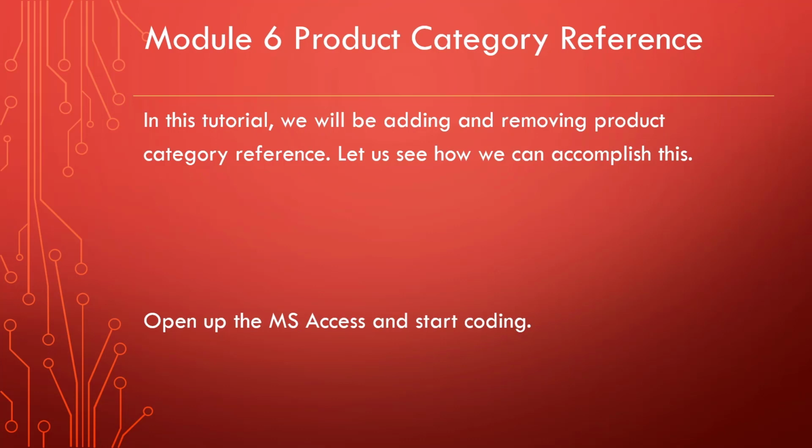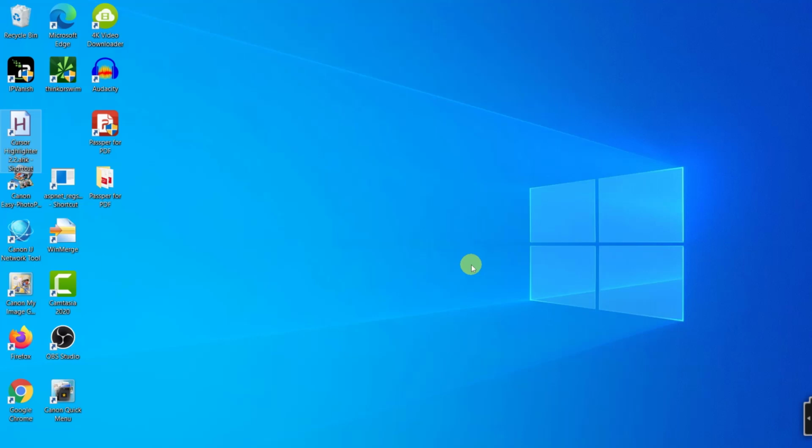In this tutorial, we will be adding and removing product category reference. Let us see how we can accomplish this. Let's open up our Access and start coding.